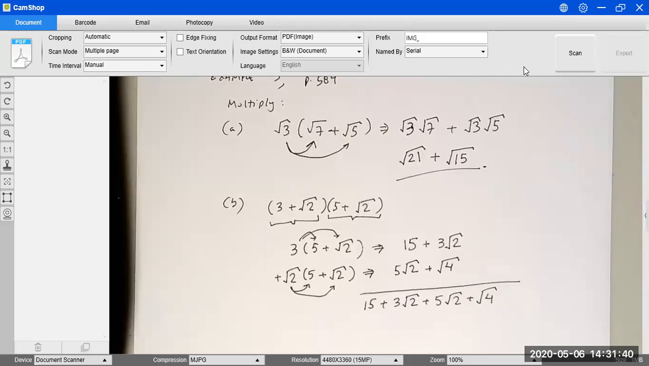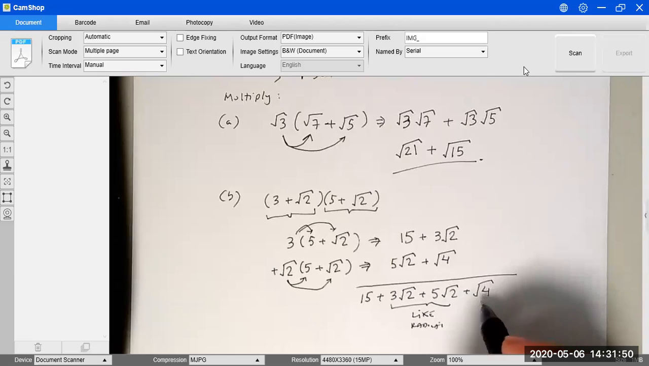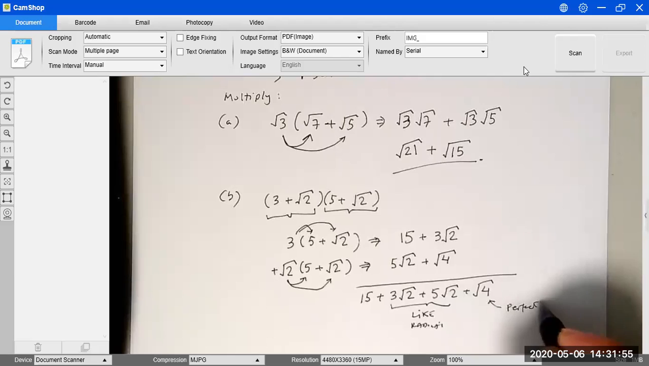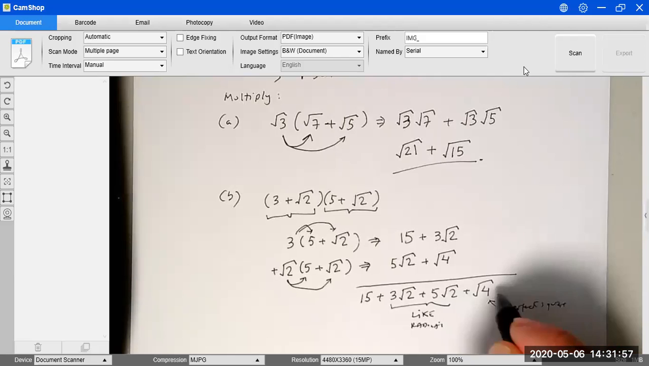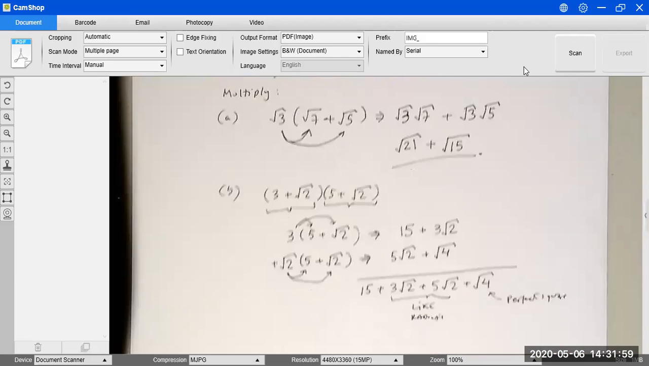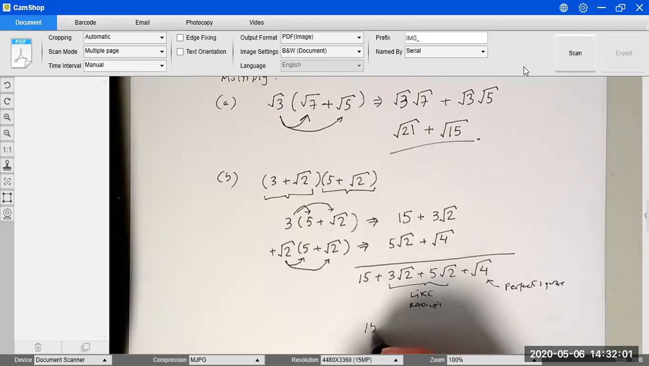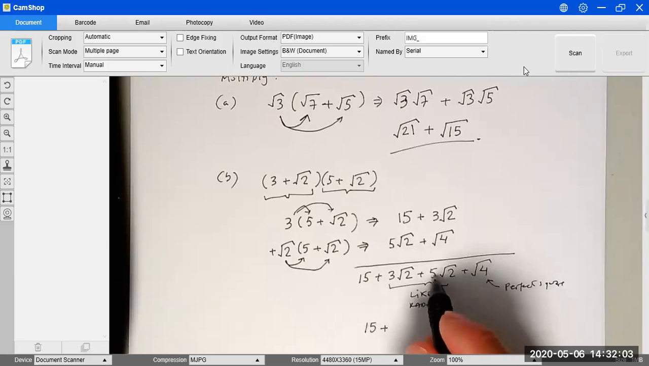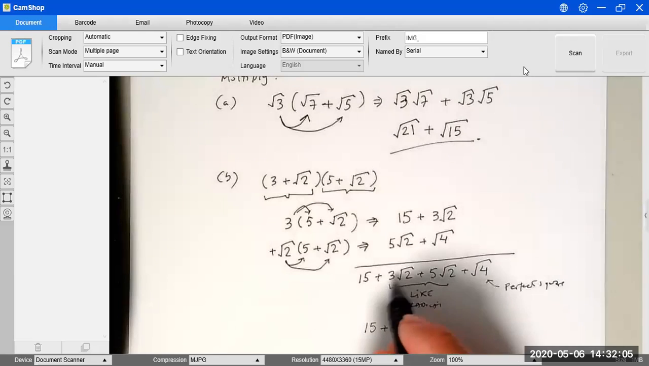So you can see here that you have two like radicals, these two, they are like radicals. And also we have a radical that contains a perfect square. This is a perfect square. So we're going to rewrite this one and we're going to combine these two. So I'm going to get 15 plus 5 plus 3. So I'm going to add the coefficients. I'm going to get 8 and the radical is square root of 2.